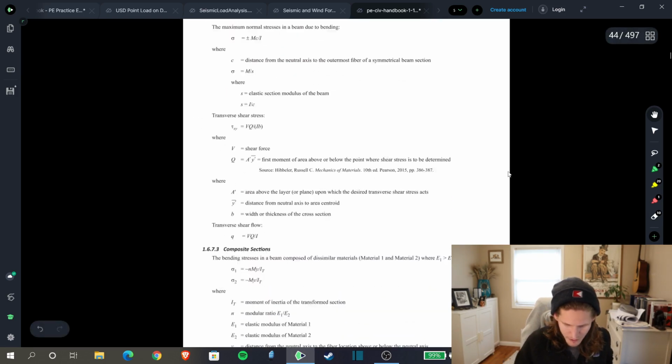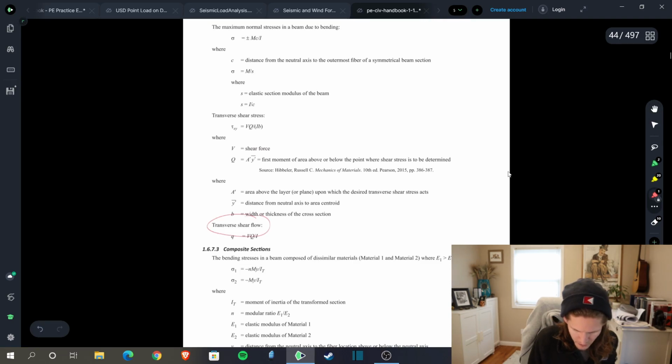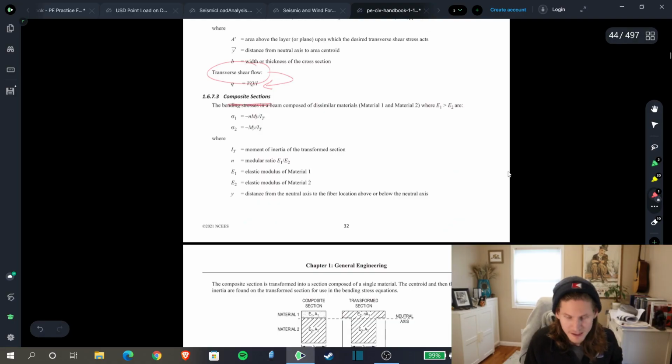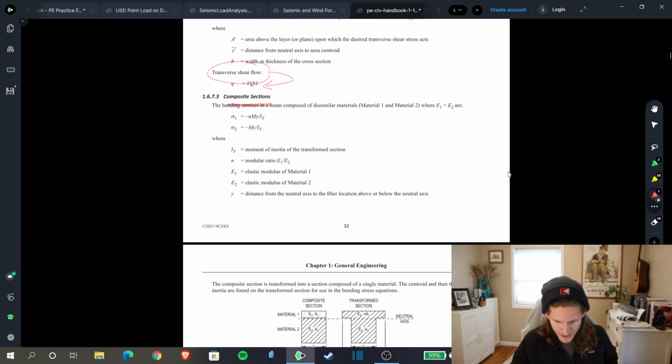all the way at the bottom, I want to point out, you have your shear flow equation. They only give a single line with the equation. Do a couple practice problems on that. Shear flow is something really important, and it can be a little tricky, I think, the first couple times you tackle it. Composite sections. I know it can be scary at first. Don't skip over it. They give you pretty much everything that you need.